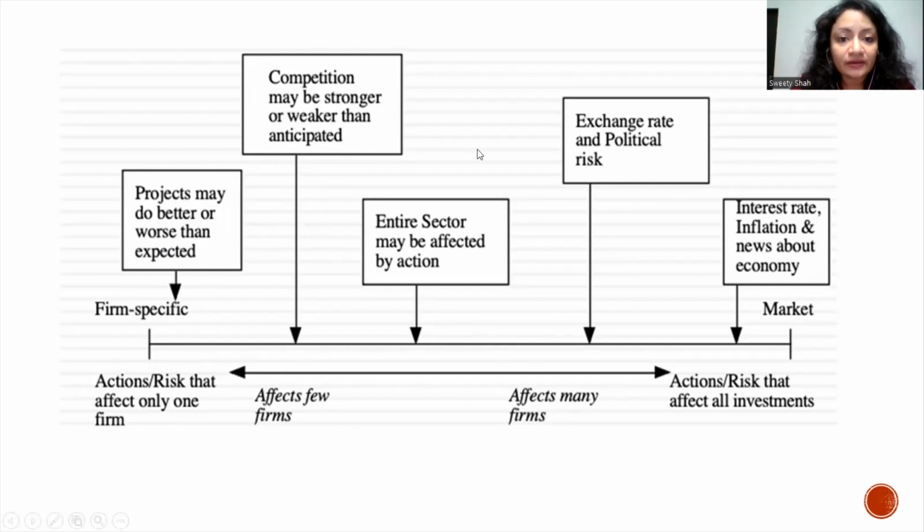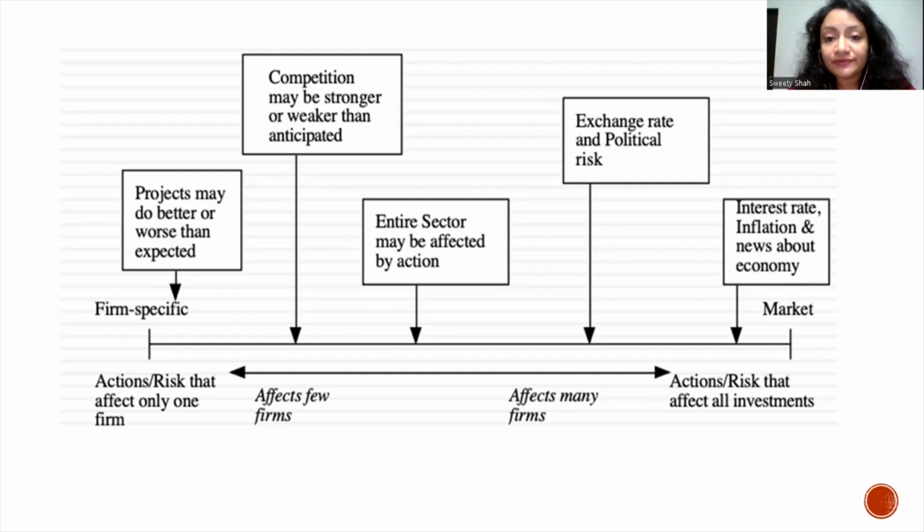Coming to the right hand side, here you are finding that the entire sector may be affected by certain action. It's like the impact on the industry. But slowly and gradually, when we are moving to the right hand side, at that point we are finding that these are the particular factors which would impact the firm, and would impact markets as well. So suppose there is a change in the exchange rate or certain political risk, it is going to impact the market.